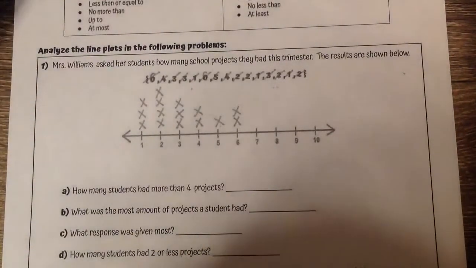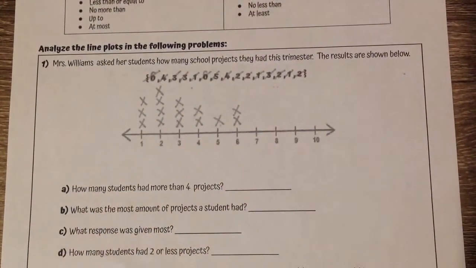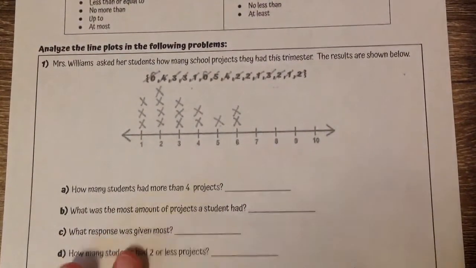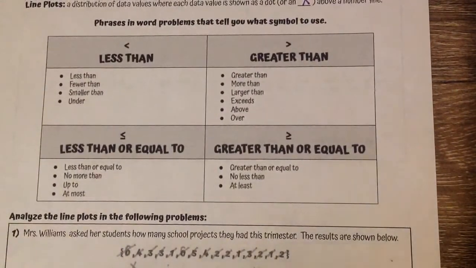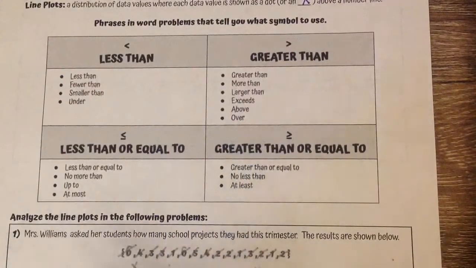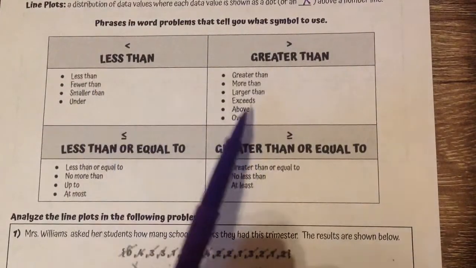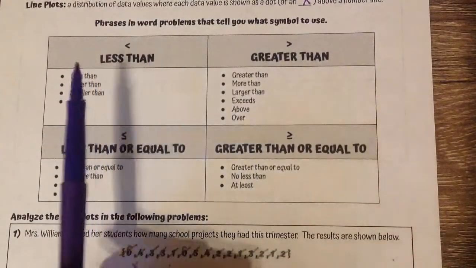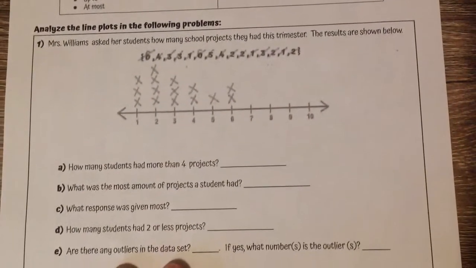You may be familiar with these. You've probably seen something like this before. We are going to look at actually analyzing the data given a line plot. So we also included this chart up here that you might remember from our inequalities unit that's going to help you with these analyzing questions. So come back to it to check what these words are talking about: less than, greater than, less than or equal to, or greater than or equal to.